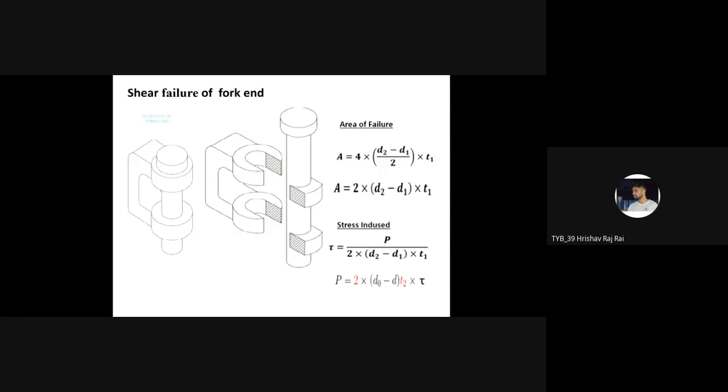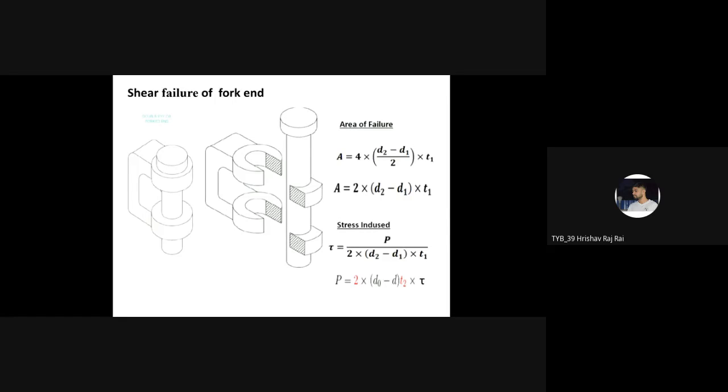Which are those 4 places? Can anybody give the answer? Which are those 4 places where the shearing is taking place? All those 4 places as shown in this diagram. Two are shown towards the fork side, and two are shown towards the pin side. Those total surfaces are the surfaces where the shearing is taking place.